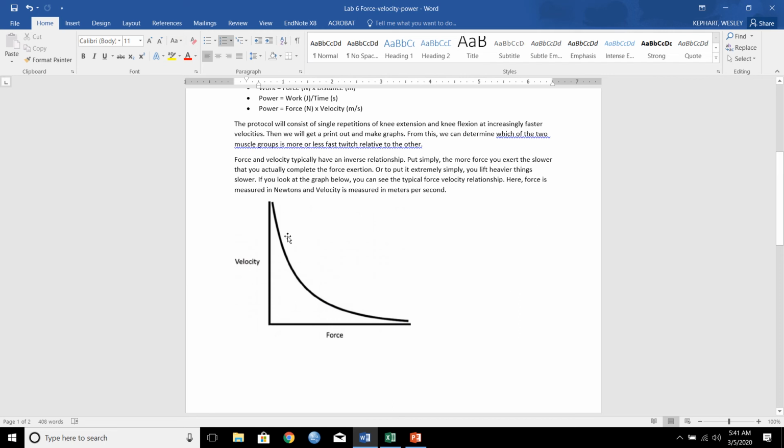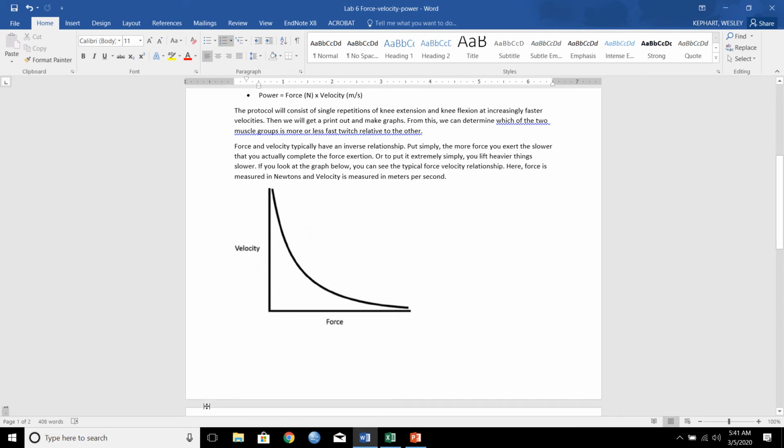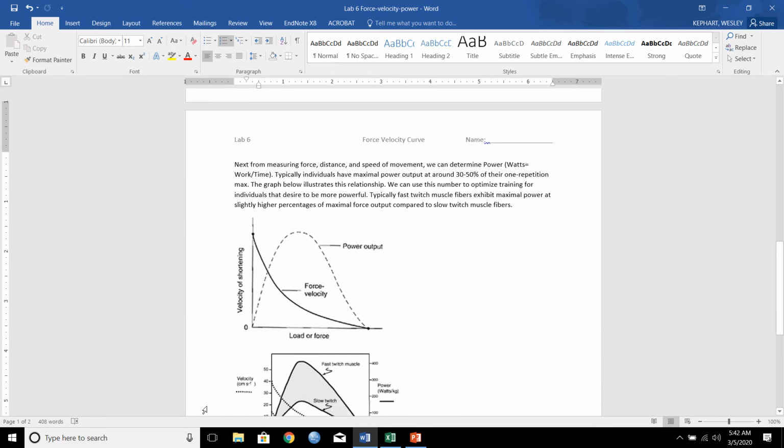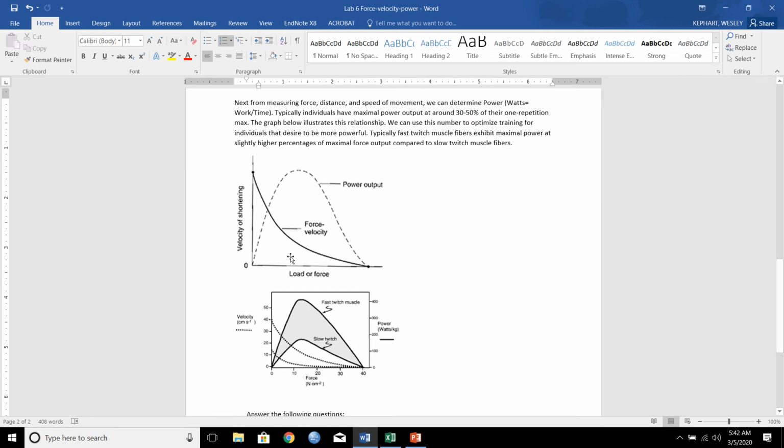So typically a force-velocity relationship looks approximately like this, inversely proportional in a way, that as velocity goes up, force goes down, as velocity goes down, force goes up. And I think this makes intuitive sense to anybody who has ever lifted a really heavy object. Typically we lift it slower than how we would lift a lighter object, at least if you're giving maximal effort. So hopefully everyone gives maximal effort in class today.